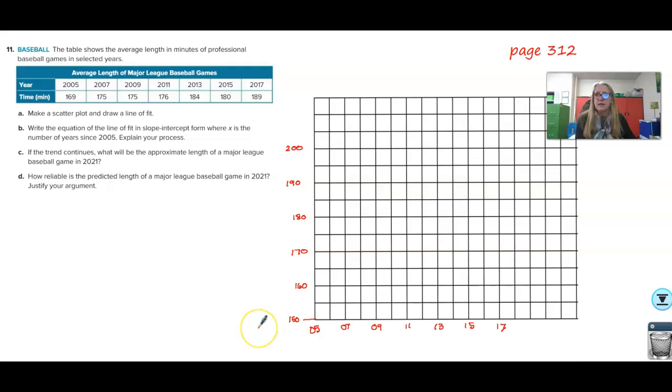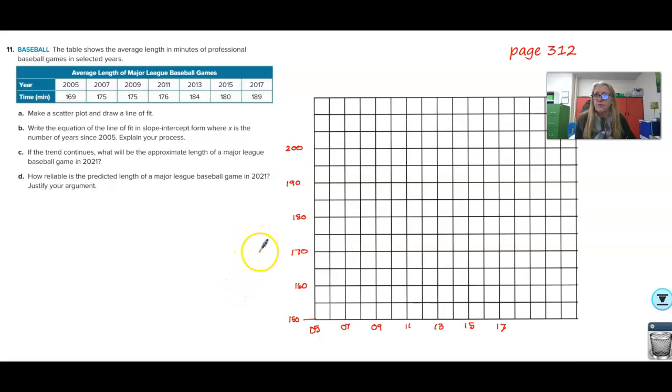It does look to me like the length of the game does increase, so this is probably going to be a positive correlation. So you would make the scatter plot, write the equation of the line of fit, where x is the number of years since 2005. All right, you notice they didn't give you 2 points here. Well, what you would do is when you draw your line of fit, you look for the 2 points that are closest to the line. Maybe I'll go ahead and draw the line of fit so you can see what I'm talking about.